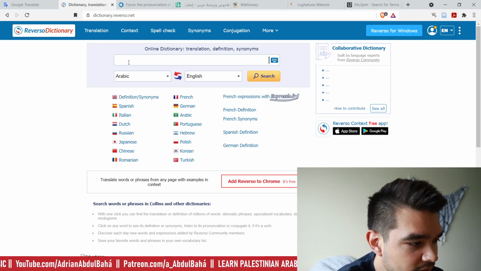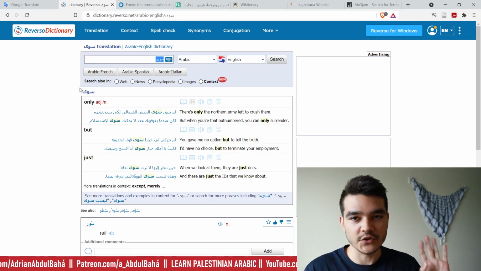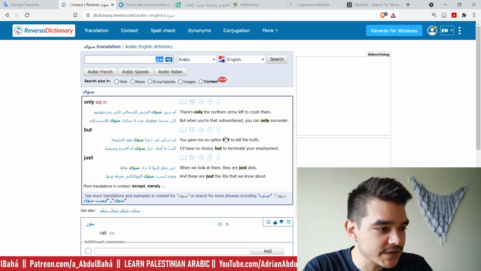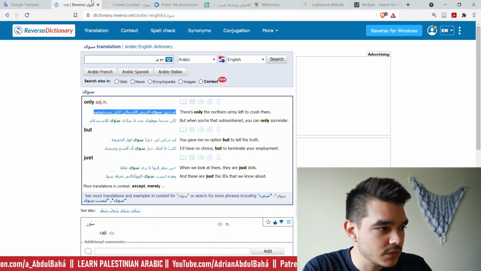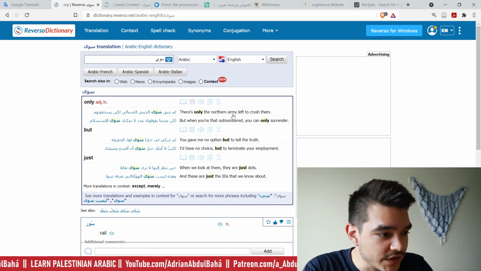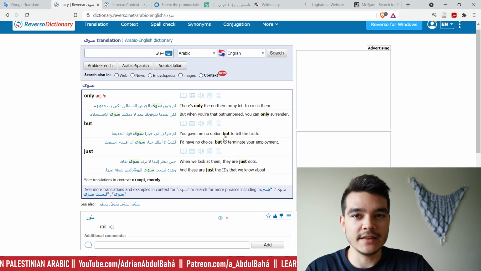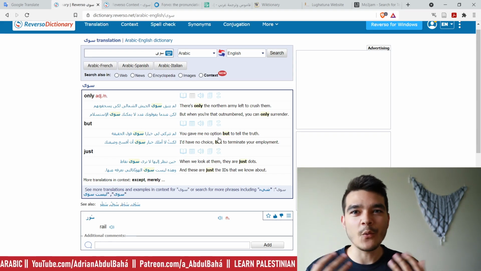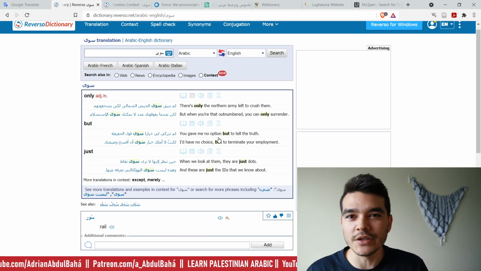So let's actually put in that word now, sewa. Well, first of all, we don't care about sewa, but let's just put it in for now. So it gives us only, but, just. But now, here you go. You can actually see the sentence in Arabic, and you can see the sentence in English. There's only the Northern Army left to what? Okay, anyway. This is the sentence that I was trying to make in my head. You gave me no option but to tell the truth. Do you see this "but"? It's not "however." It's rather "only." Yeah, it's the "only," basically.